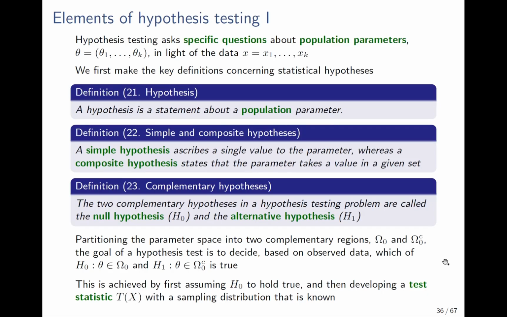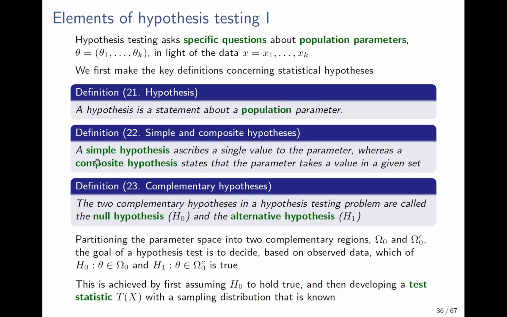Now, hypothesis testing is all about asking specific questions about population parameters. So not estimating them, so to speak, but asking questions about them in light of the data that we have available. So a hypothesis is simply a statement about a population parameter.